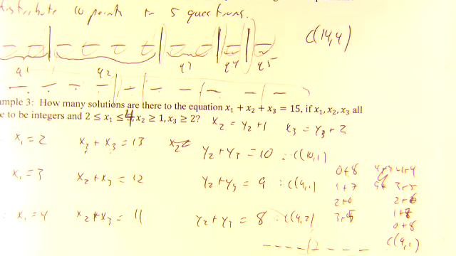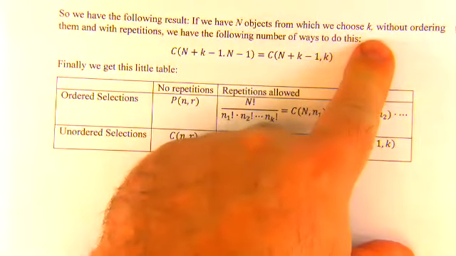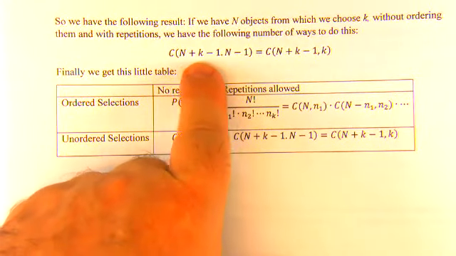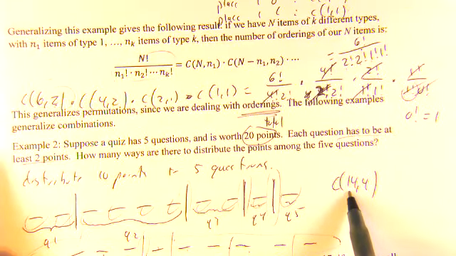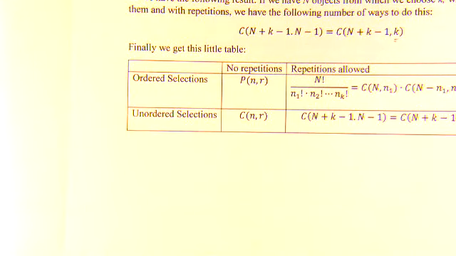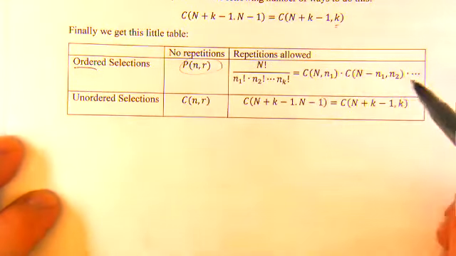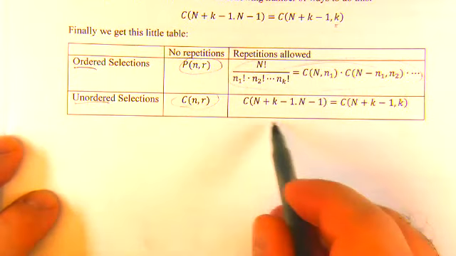So we have the following result. If you have n objects, and you're choosing k without ordering them, but with repetitions, the number of ways to do this is given by this formula: C(n plus k minus 1, k). So if I've got 10 objects and 5 questions, 10 plus 5 minus 1 is 14, and k is 4. That gives us this little table. You're making things in order. Permutations have no repetitions. That allows you repetitions. Unordered selections.